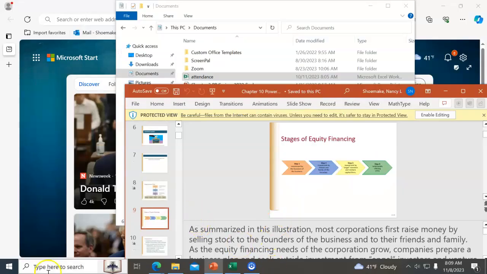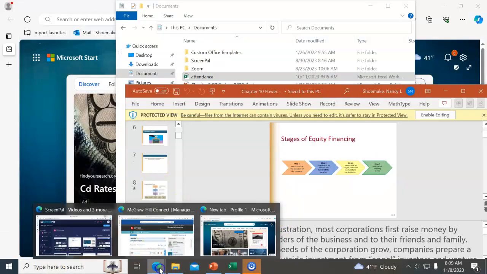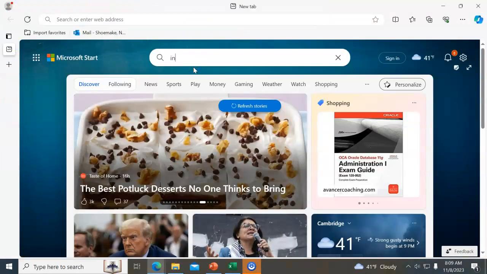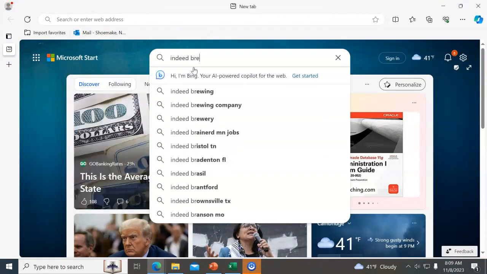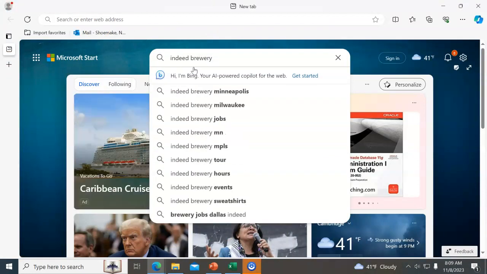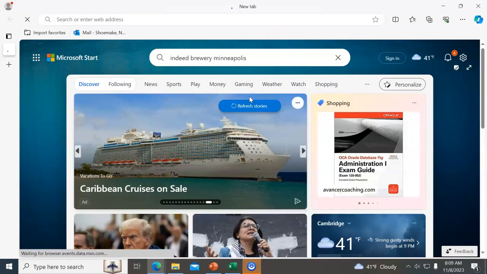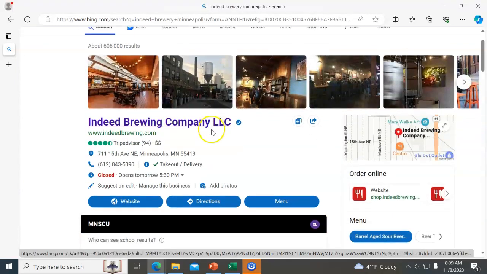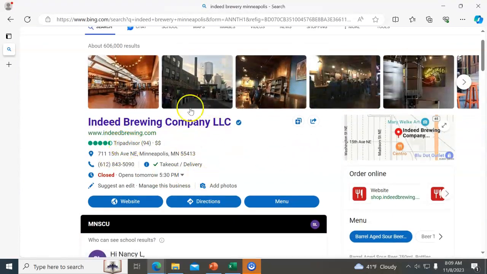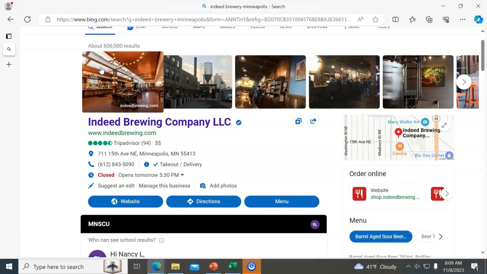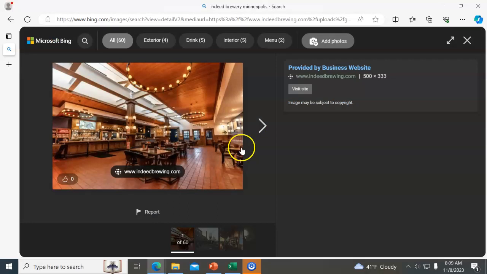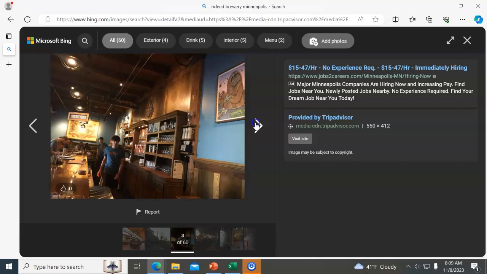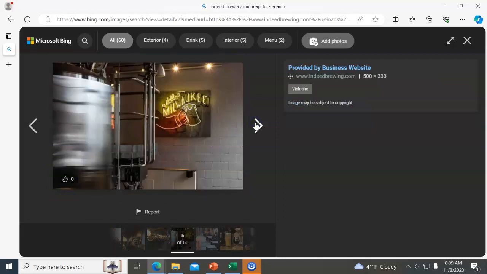There is a company here in town. Have any of you guys heard of Indeed Brewery? Let me see if I can find it. So this is kind of a fun story. Indeed Brewing Company is down off of 15th Street in Minneapolis. And I know the individual who started this company. He's actually a client of mine. And he started this brewery probably 10 years ago.